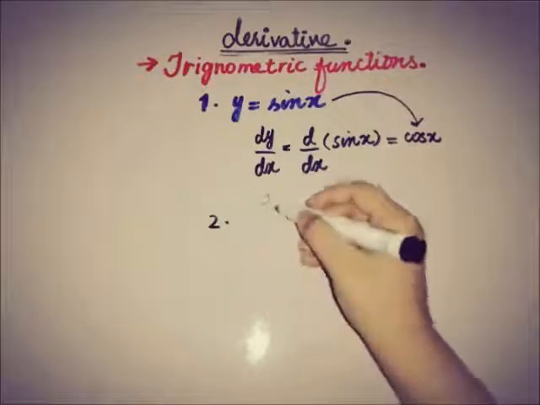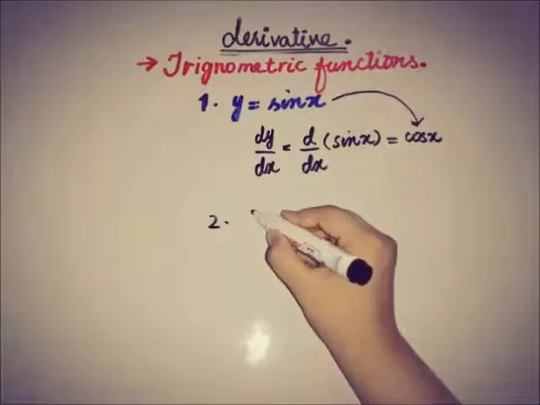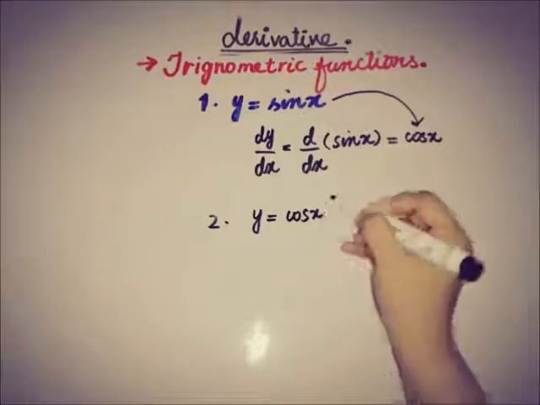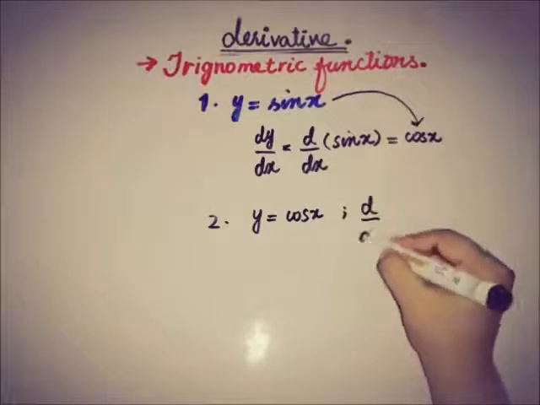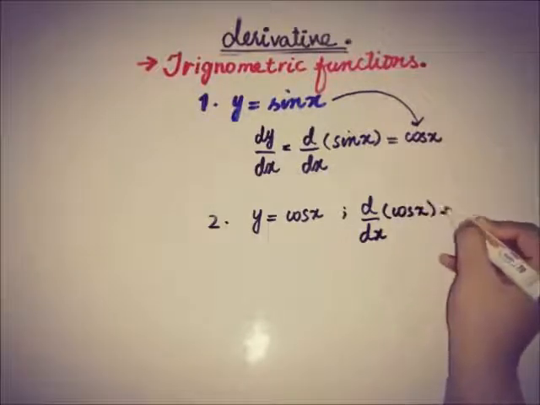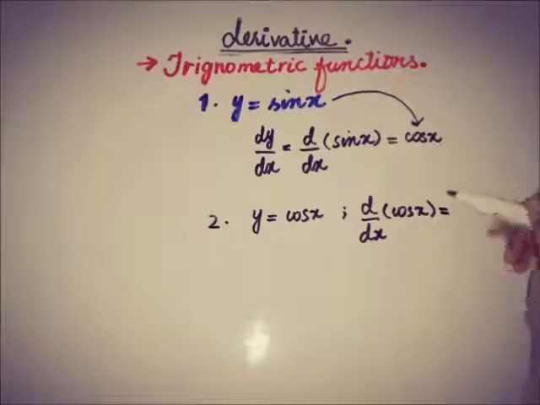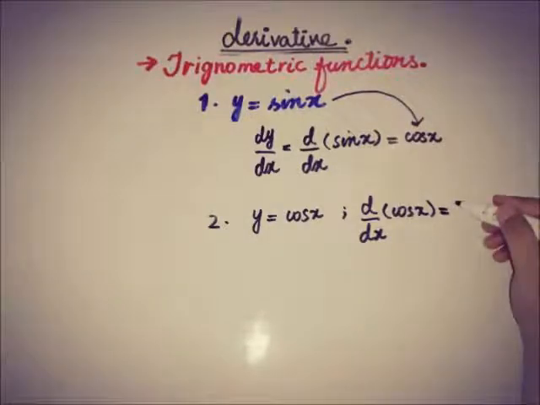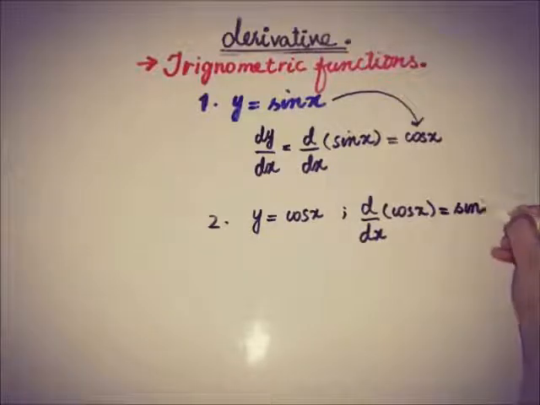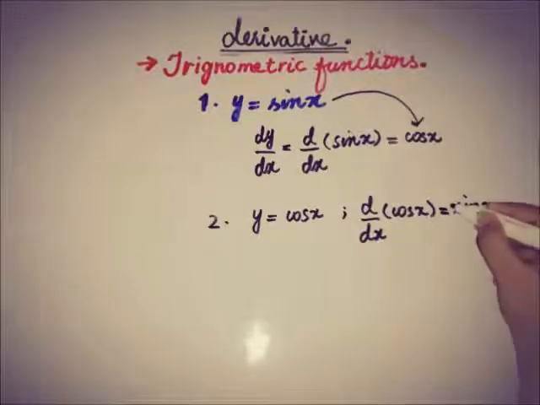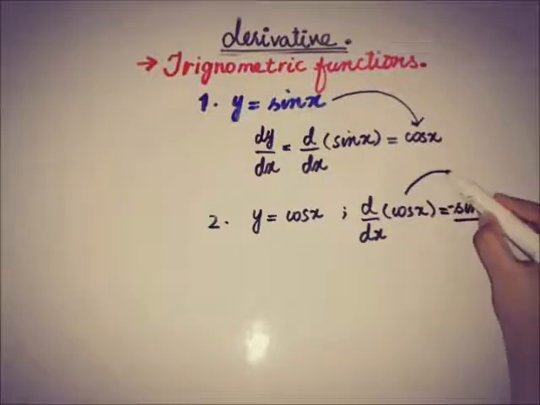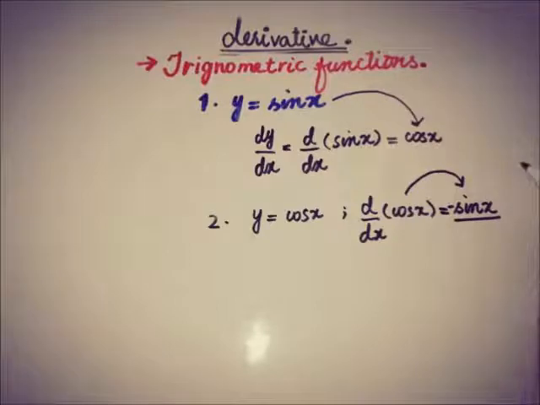We can also find the derivative of y is equal to cos of x, that is the rate of change of cos of x with respect to x, by also using the definition of the derivative. So the answer will come out as sine of x, but with a negative sign. So this will also be proved by the definition of the derivative.